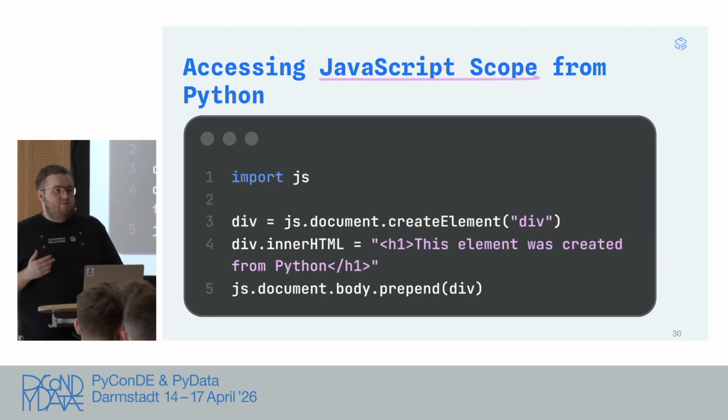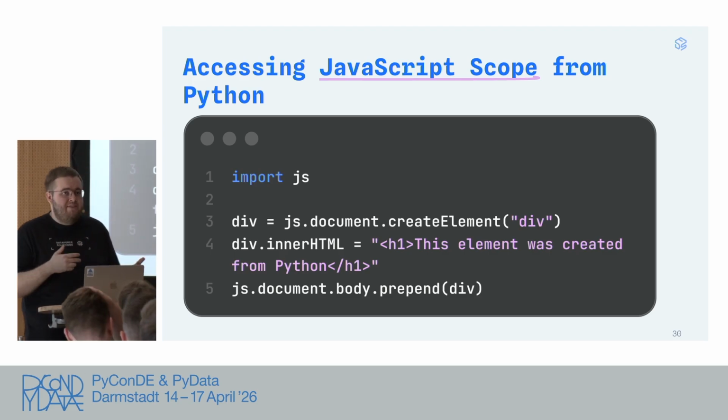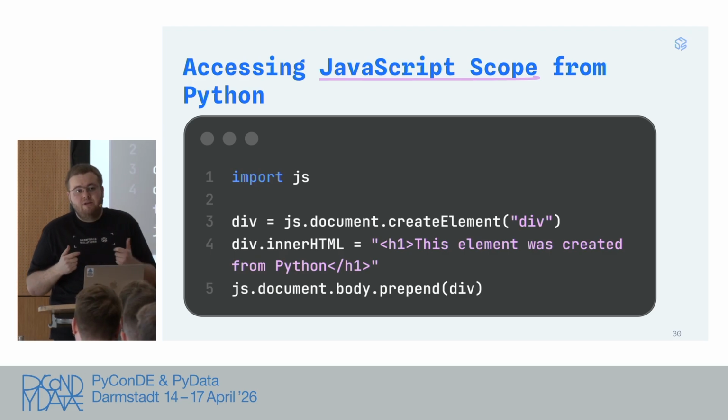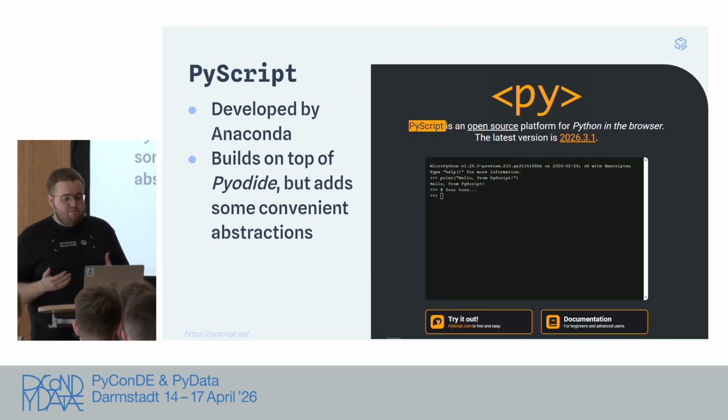It's also possible to access the JavaScript scope using a built-in JS module, which, for example, allows us to manipulate the DOM. So all in all, we can run Python, and we can access JavaScript scope from Python, which should allow us to build pretty much anything. However, at the same time, it feels a little bit low level. Which brings us to the last project in this section called PyScript.